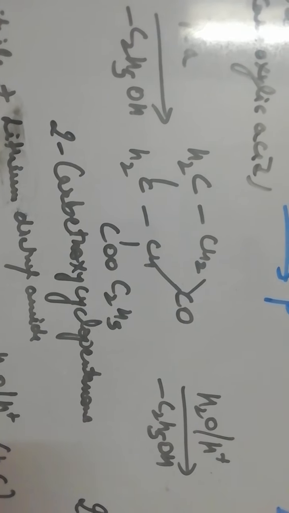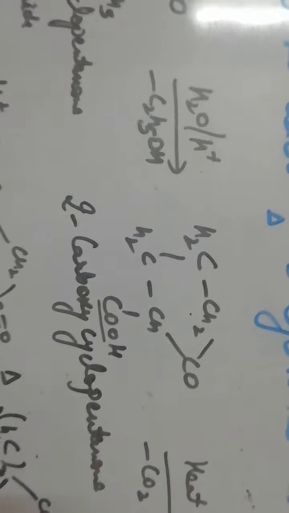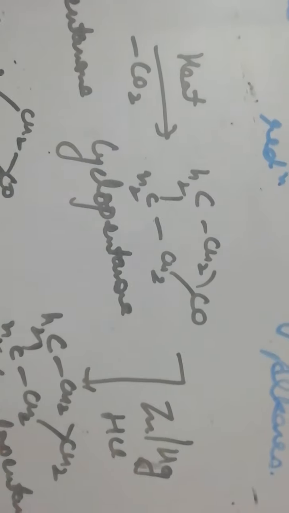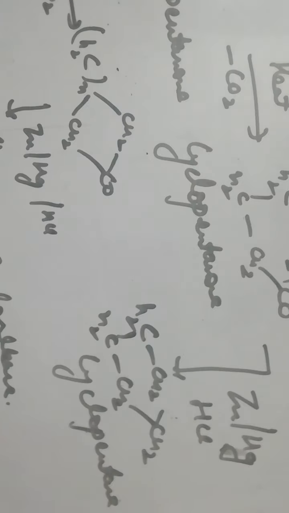So let us consider this reactant, that is adipic ester. It reacts with sodium and we will eliminate a molecule of ethyl alcohol, and we will get 2-carbethoxy cyclopentanone. Then its hydrolysis will take place, another molecule of ethyl alcohol will be eliminated, and we will get 2-carboxy cyclopentanone. On heating, one molecule of carbon dioxide will move away, and we will get cyclopentanone. After that, Clemmensen reduction will take place in the presence of zinc, mercury and HCl, and we will get cyclopentane.